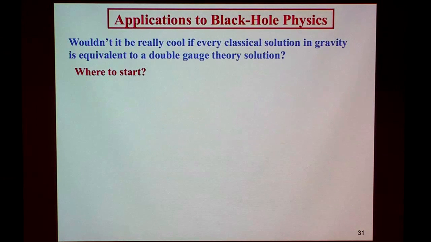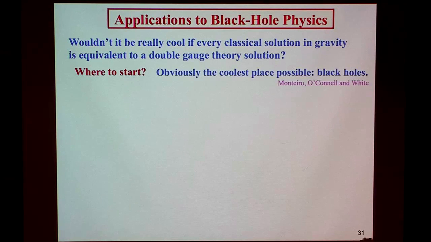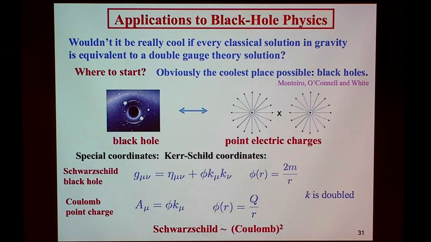Actually, wouldn't it be really cool if you could do this for every possible solution of Einstein gravity? So where would you start if you want to investigate that? Well, obviously, the coolest place possible, you start with black holes. And in fact, that's where my friends started. What they found is what's called a Schwarzschild black hole. That's kind of a boring black hole. It's not spinning. It's just sitting there.